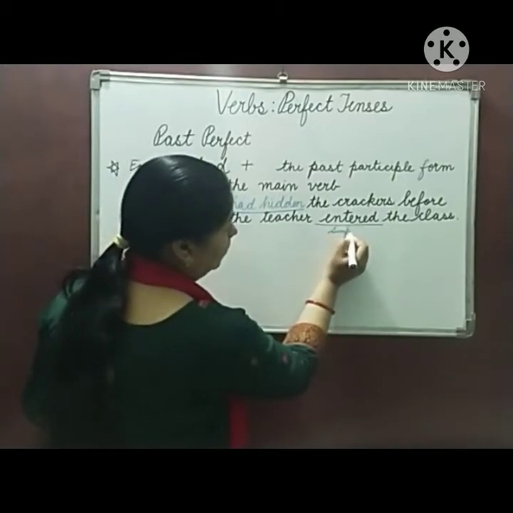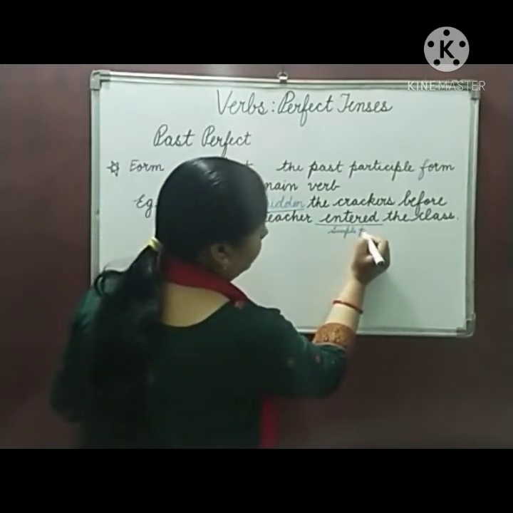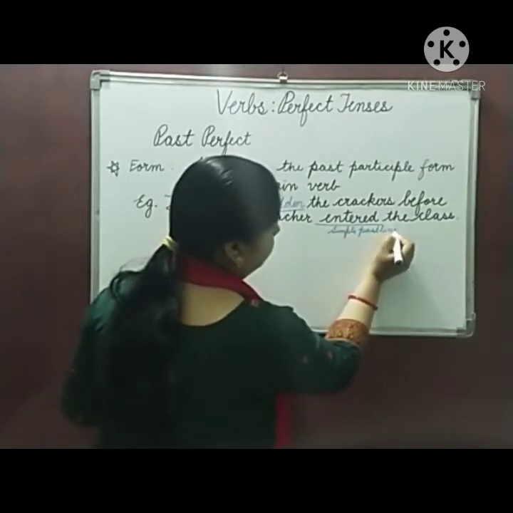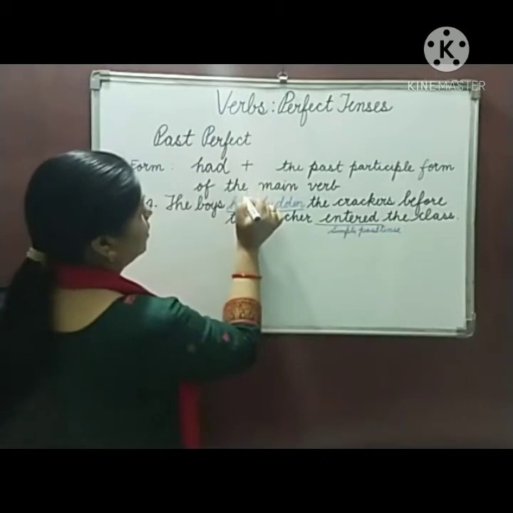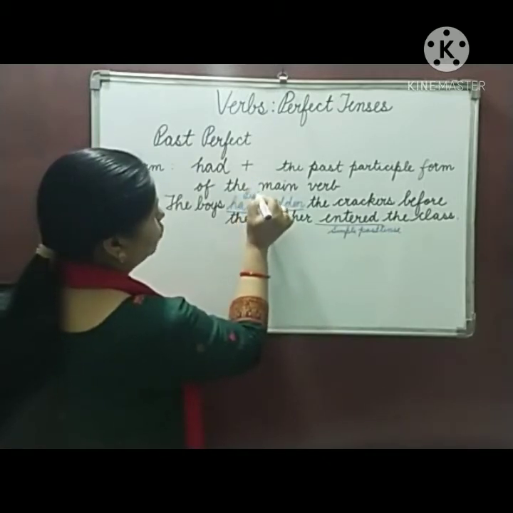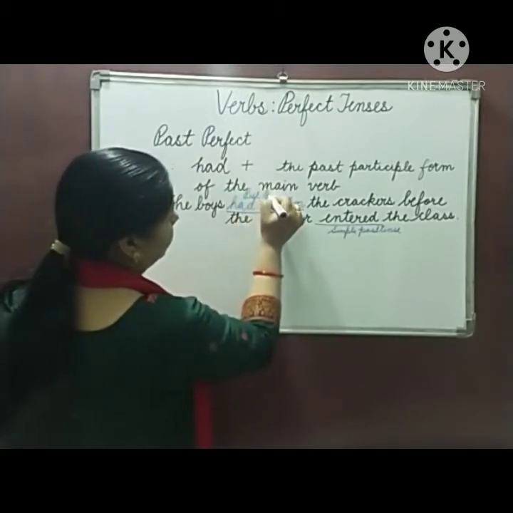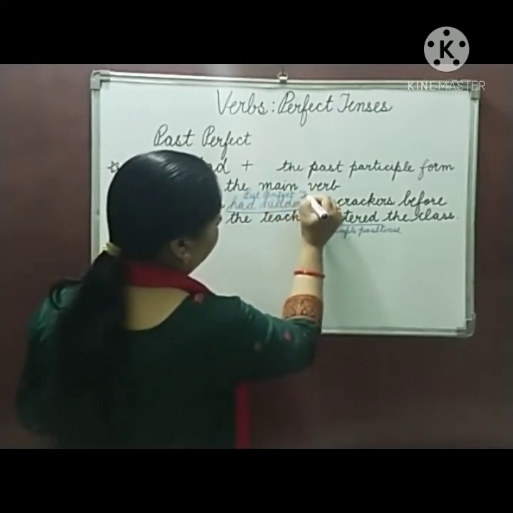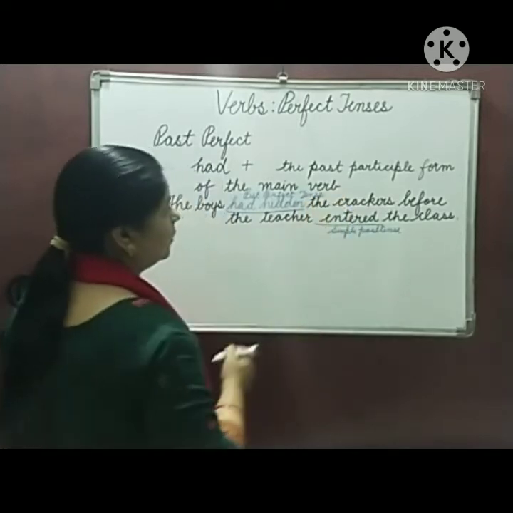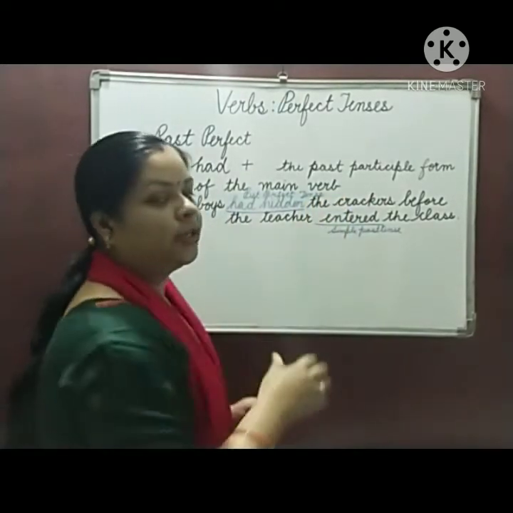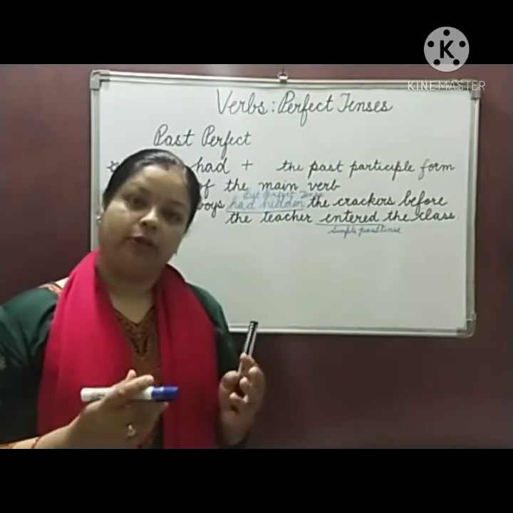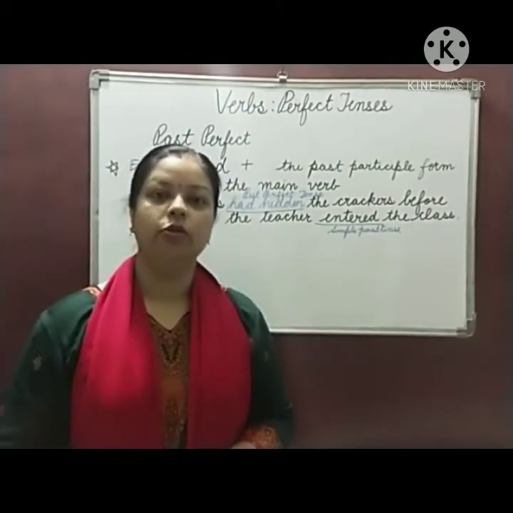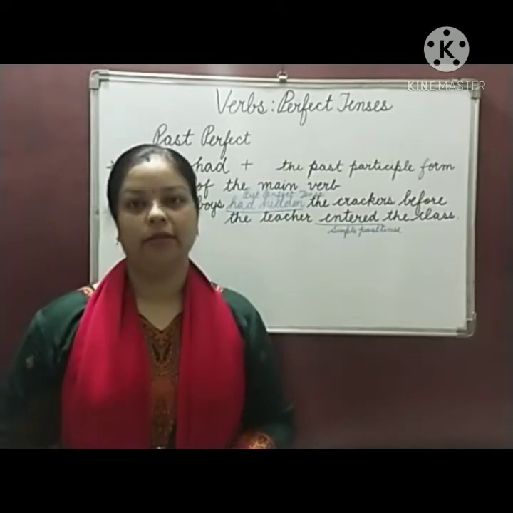So this is simple past tense, and this is past perfect tense. Now why have we used two tenses here? Let me explain. We have used two tenses in this particular sentence. We can use the main past perfect tense, or we can use the simple past tense also along with that.